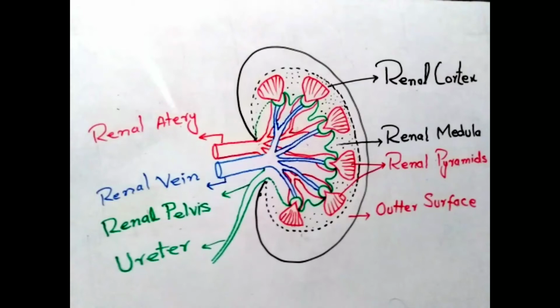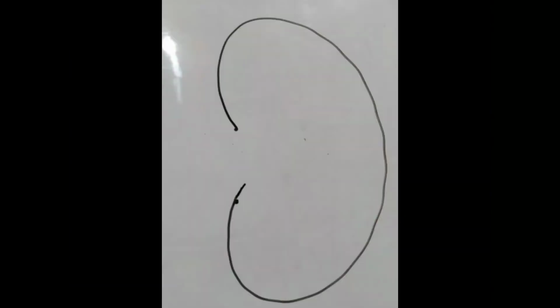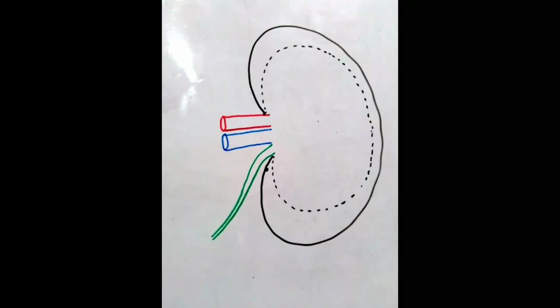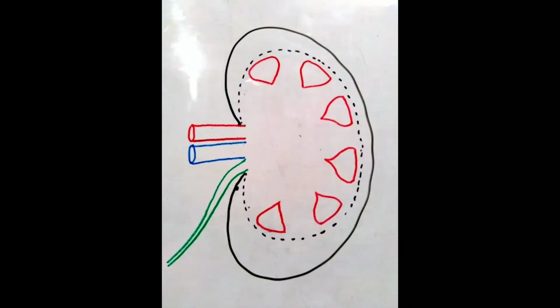Dear guys, I make a diagram of the internal structure of the kidney. First, we draw a single line, then I make the renal artery, renal vein and ureter.